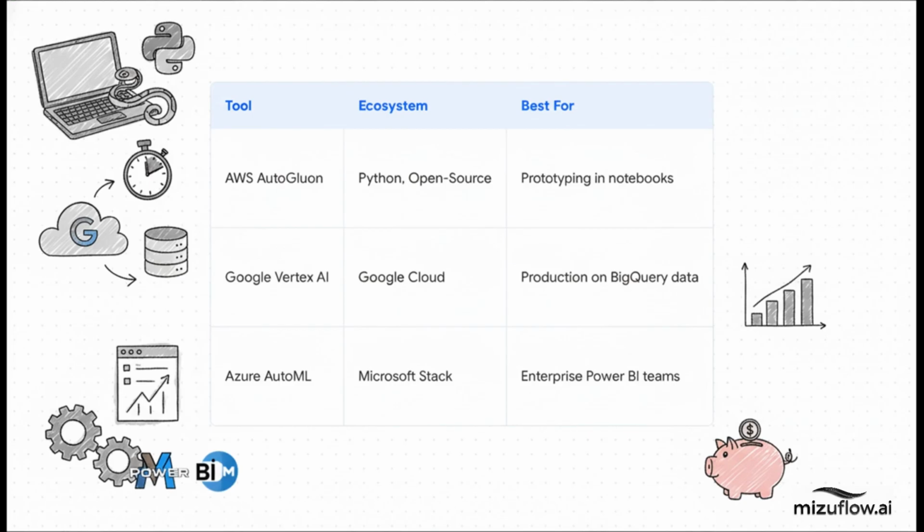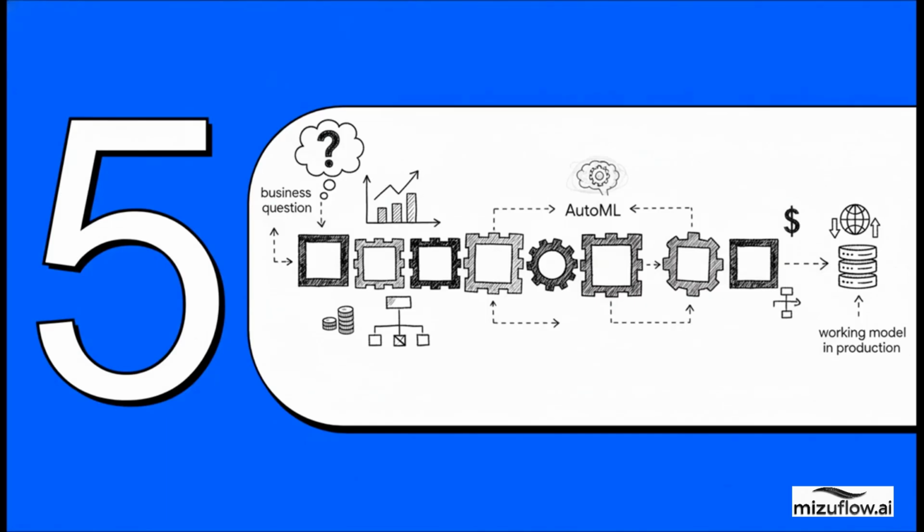If you're a Python person living in notebooks, the open source tool AWS AutoGluon is fantastic for just trying things out. If all your data lives in Google's BigQuery, well then Google Vertex AI is a supernatural fit. And for big enterprise teams that are all in on the Microsoft ecosystem, Power BI, Azure SQL, Azure AutoML just plugs right in. Now for the really actionable part.